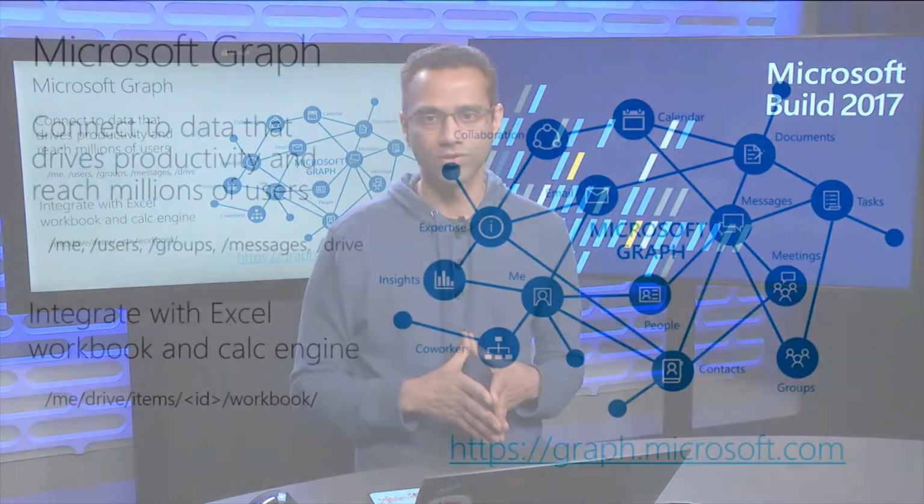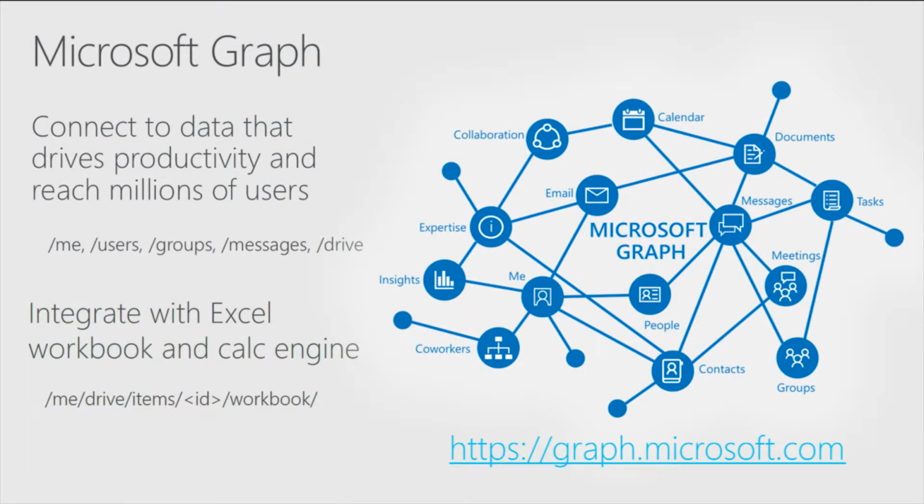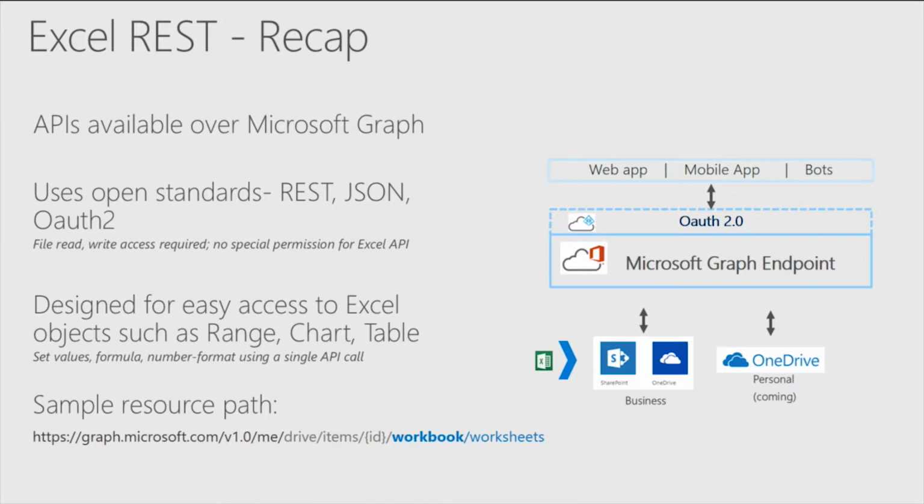Now let's talk about Microsoft Graph. Microsoft Graph enables you to access Office 365 productivity data such as your messages, calendar invites, Drive, and users information. Excel APIs are available right along the set, so you can integrate Excel right along with your Office 365 productivity applications. Now, as a quick recap of Excel REST, it is available through the Microsoft Graph endpoint. It works on open standards such as REST, JSON, and OAuth2. And it is designed for easy access to Excel objects and easy reading and writing of data from Excel. It allows you to remotely take advantage of Excel's calculation engine.